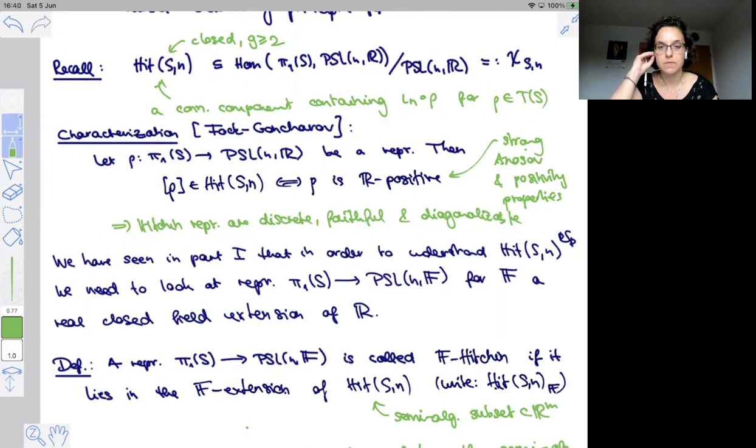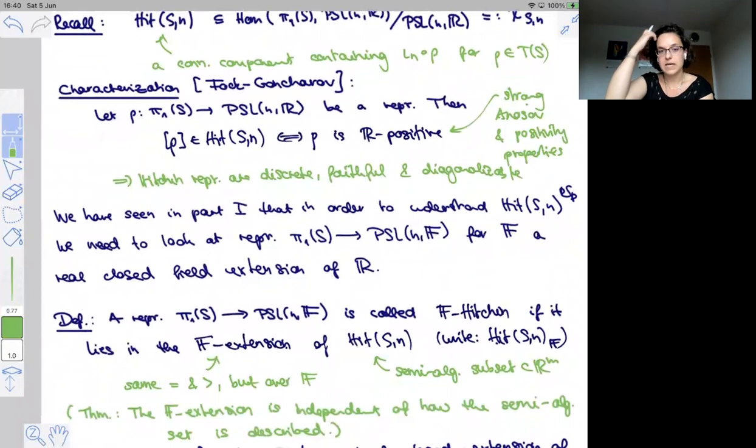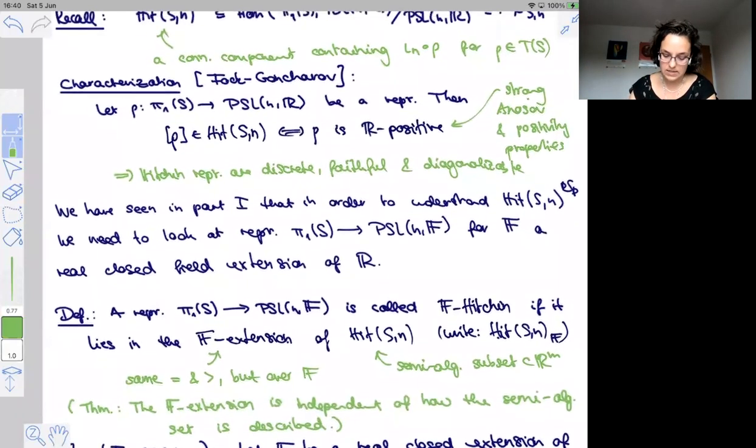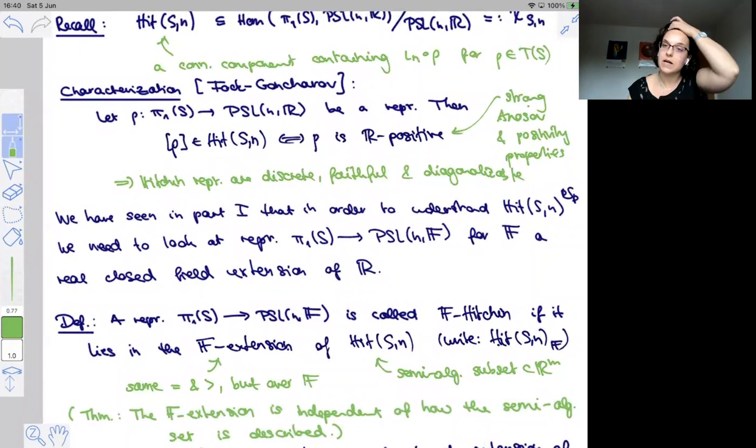And what does F extension mean? F is an extension of R. So we can just consider the same equalities and inequalities that define the Hitchin component, but over F instead of R. And now you might wonder, there's probably not one way to define a semi-algebraic set, and that's correct. And this is a theorem that says that the F extension is independent of how the semi-algebraic set is defined. So the definition we gave here makes sense.